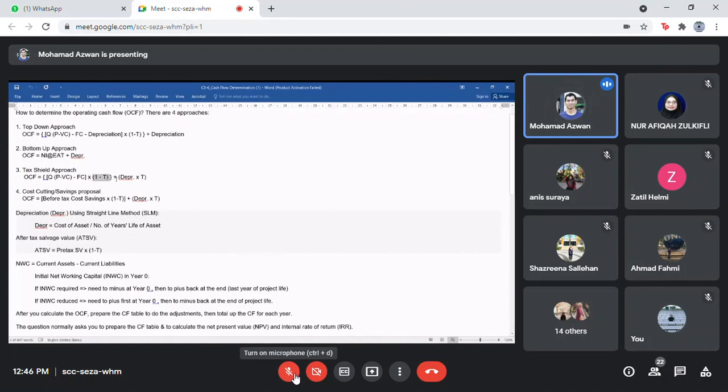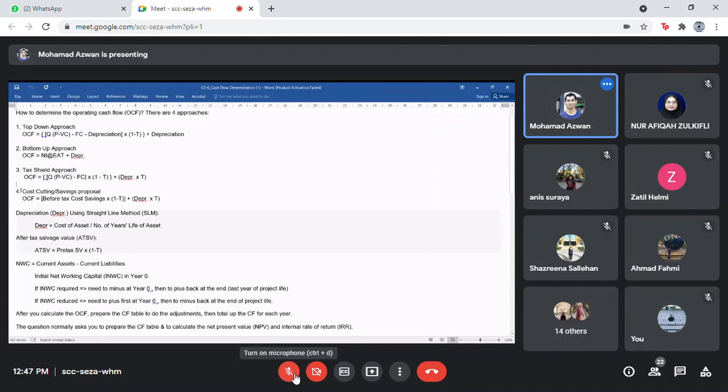And then lastly you plus, in brackets, depreciation times tax rate. That's the difference, here and here. But if you use any of these methods or approaches, it will give you the same answer. So in the question, you can use the top down or tax shield, because it will give you the same answer.